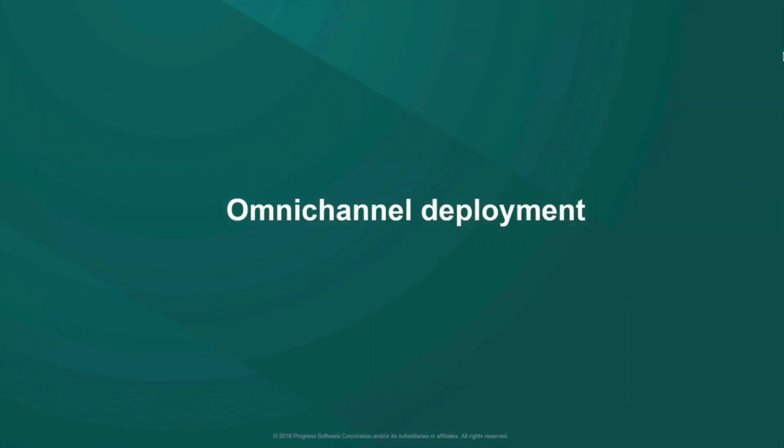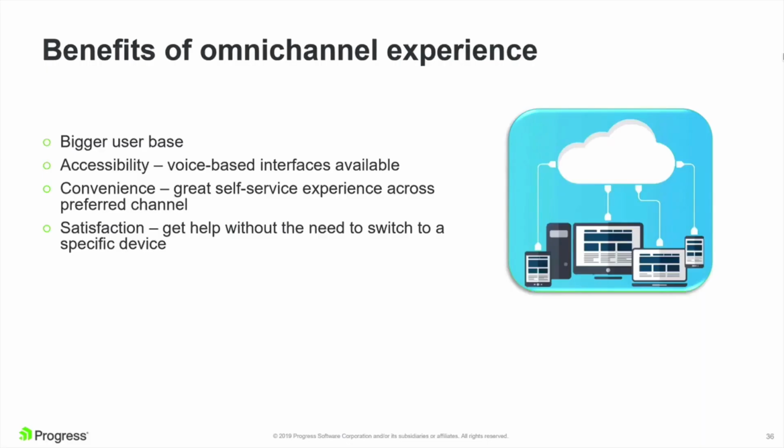Now let's talk about deployment or getting your chatbot out there. Nowadays, it's quite common that a business would interact with users on more than one channel. For example, a company might communicate with their users through a website, a Facebook page, Viber, SMS, or some other channel. Here you can see some of the benefits of having omni-channel deployment, like having a bigger user base, enhancing the accessibility of your service with voice-based interfaces, and allowing users to interact with your company via their preferred channel without the need to switch to a specific device.